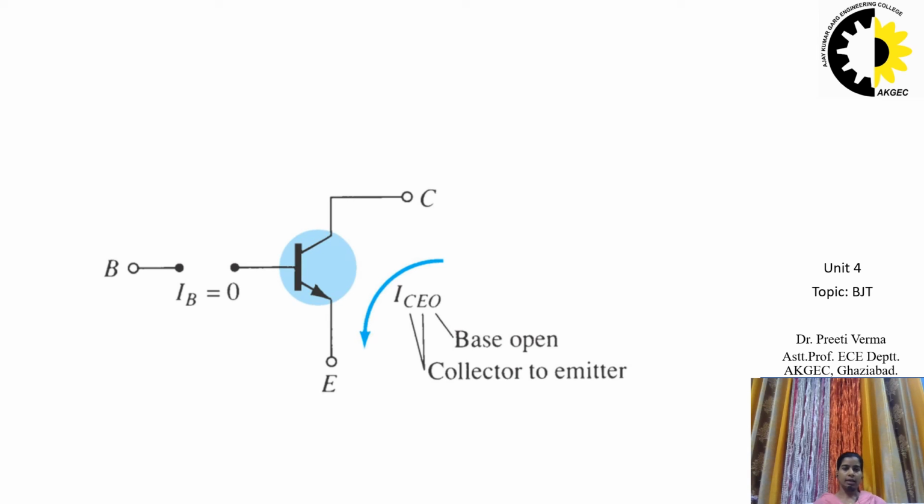For linear, that is least distortion, amplification purposes, cutoff for the common emitter configuration will be defined by IC equal to ICEO. ICEO means the collector to emitter current with base open circuited. In other words, the region below IB equal to 0 microampere is to be avoided if an undistorted output signal is required.